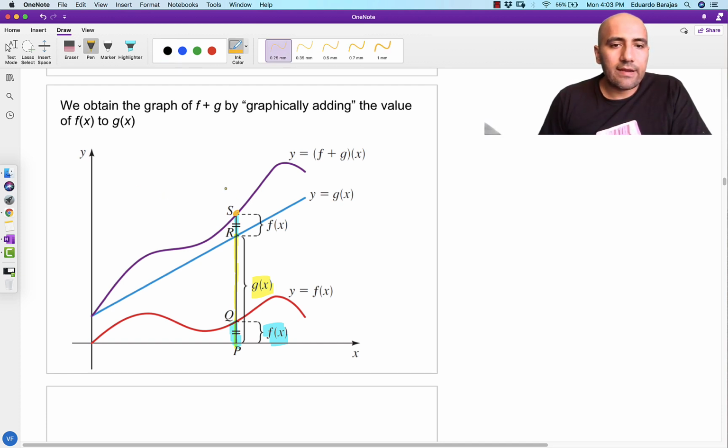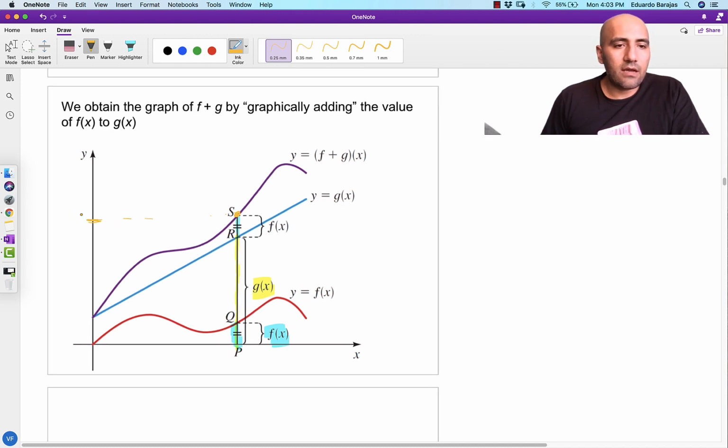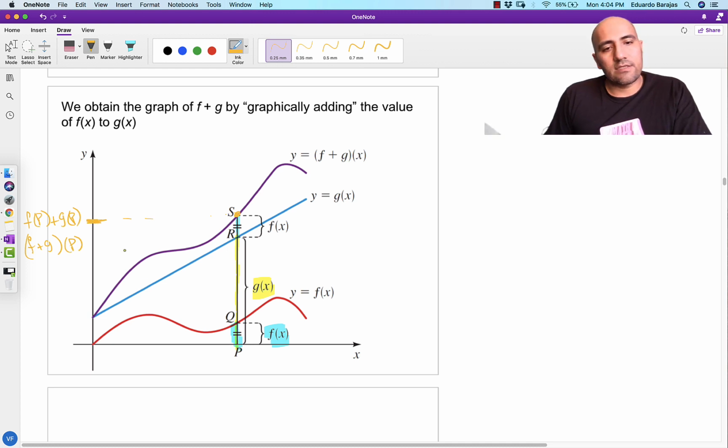So that point right there would translate across this way to this height. And so that height right there would be equal to the height of f evaluated at p plus g evaluated at p, which is the same thing as f plus g evaluated at p, right? All of those things would translate to that height right there. Okay, so hopefully that makes sense.